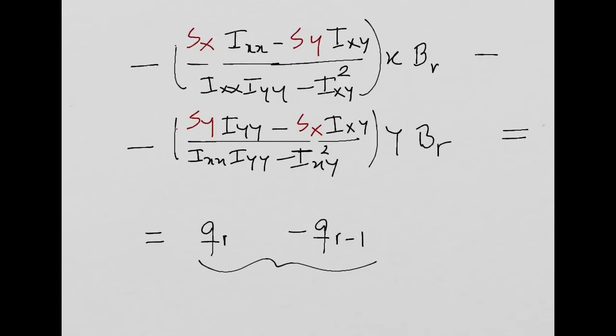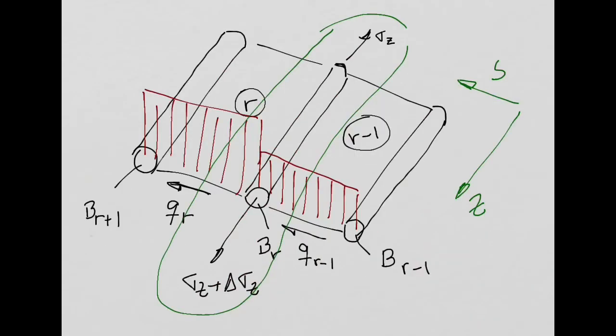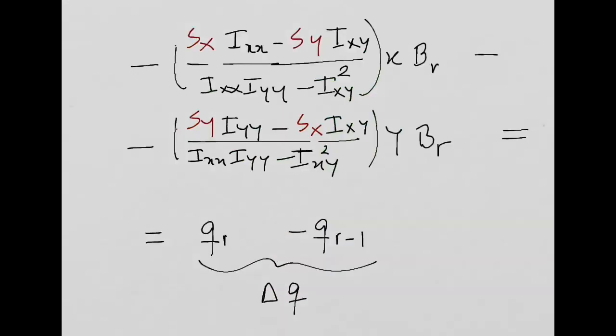QR minus 1 is my variation in my shear flow, delta Q, when I cross the boom. Don't forget, our original goal, if we go back some slides, if we go back to this slide, my original goal is I wanted to know the variation in my shear flow when I cross that boom, BR, right? So the variation of my shear flow when I cross the boom is QR minus 1. And that variation is given by what I have here on the left-hand side of this equation.